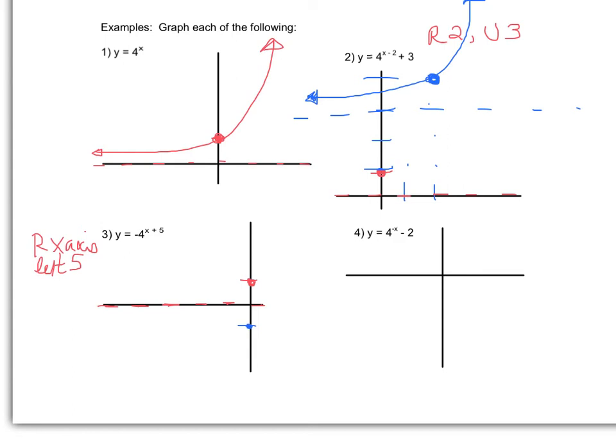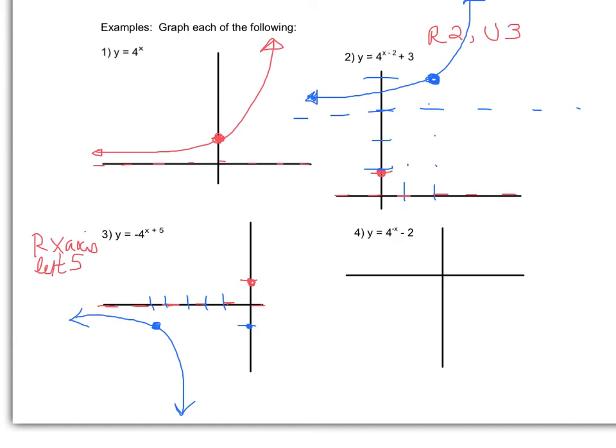So notice I'm not moving up or down at all, so my horizontal asymptote shouldn't change at all. But moving left 5, 1, 2, 3, 4, 5, I'm going to take that intercept, it moves left 5, and again, my asymptote doesn't move because I'm not moving up or down at all. It reflected over, so it almost looks upside down from the growth, and there's going to be my new function with my translation.